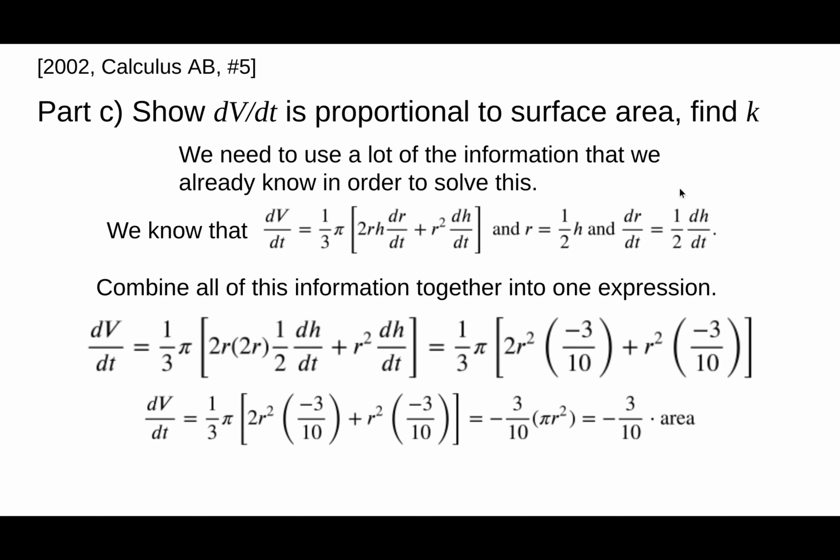Well, wait a minute. Pi r squared is the formula for surface area, and we're trying to show that dV/dt is proportional to the exposed surface area. Well, that's this. The constant of proportionality would just be the thing we're multiplying by the surface area in order to get dV/dt. That's just -3/10. So dV/dt is -3/10 times the area that's exposed. So that is our constant of proportionality: k is -3/10.